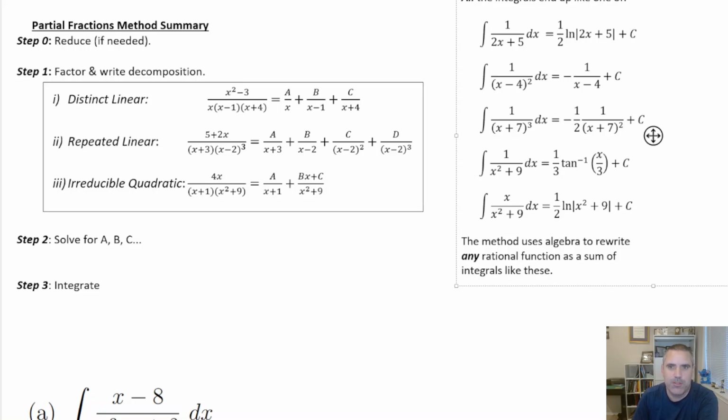I'll do 3 examples. We have something called distinct linear terms. These are all to the first power. This is a distinct linear term right here. This is a distinct linear term. Distinct linear term, distinct linear term, distinct linear term.